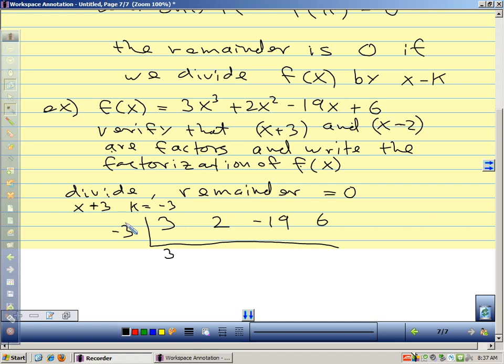Bring the 3 down. Negative 3 times 3 is negative 9, sorry. 2 minus 9 is negative 7. Negative 3 times negative 7 is 21. Add these, so I get 2. Negative 3 times 2 is negative 6. And my remainder is 0. So that shows that x plus 3 is a factor of this polynomial.